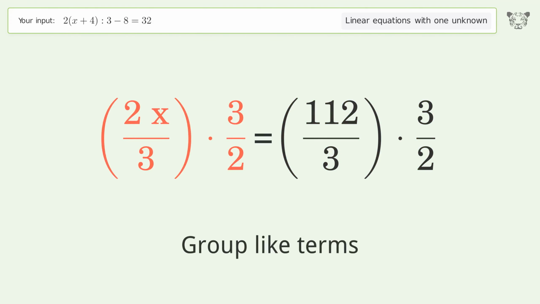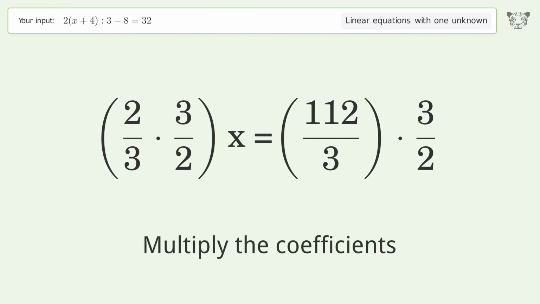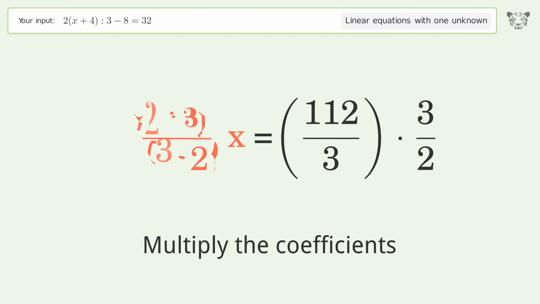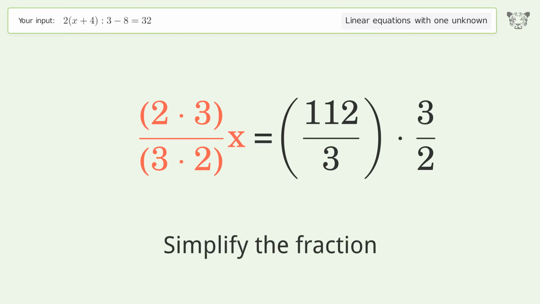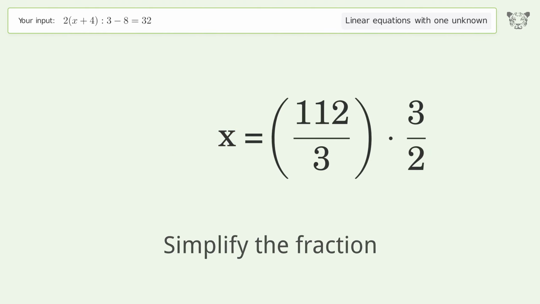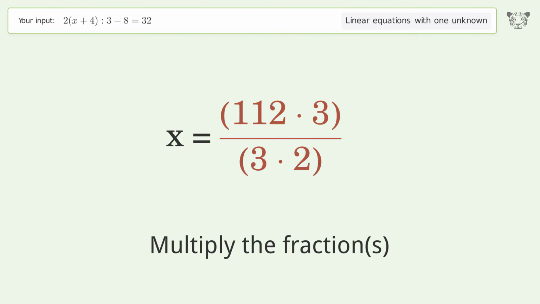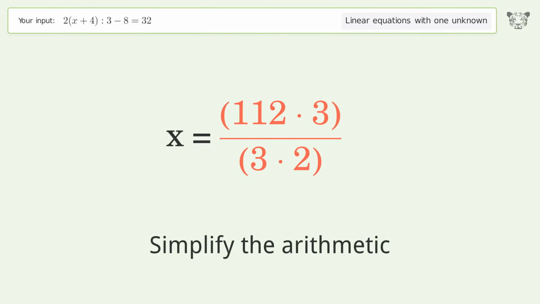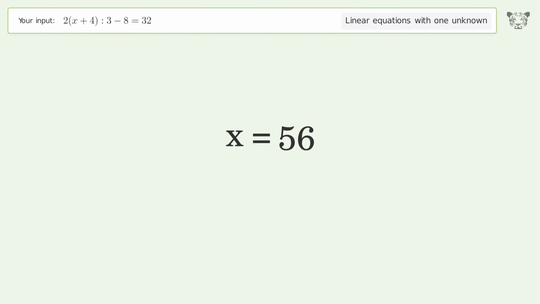Group like terms. Multiply the coefficients. Simplify the fraction. Multiply the fractions. Simplify the arithmetic. And so the final result is x equals 56.